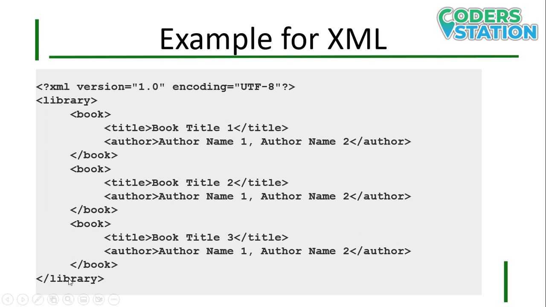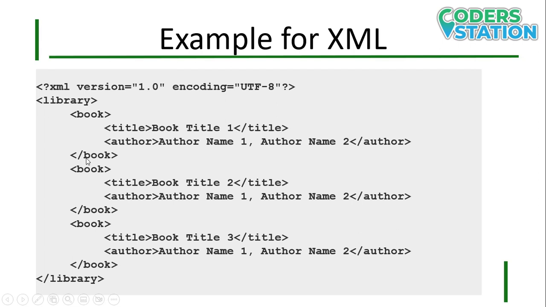The library is the root tag in this case, and the book is the child tag which we are using, that will suggest that it is book data that we are storing in this XML file. So for each child tag, like over here the book opening tag is there and the book ending tag is there, it will represent a single book's data.